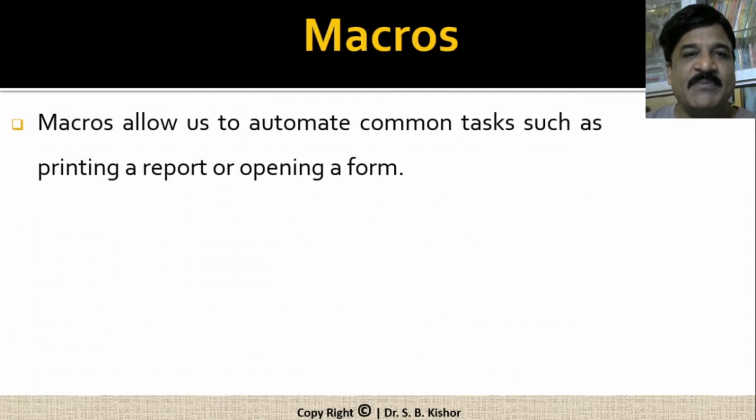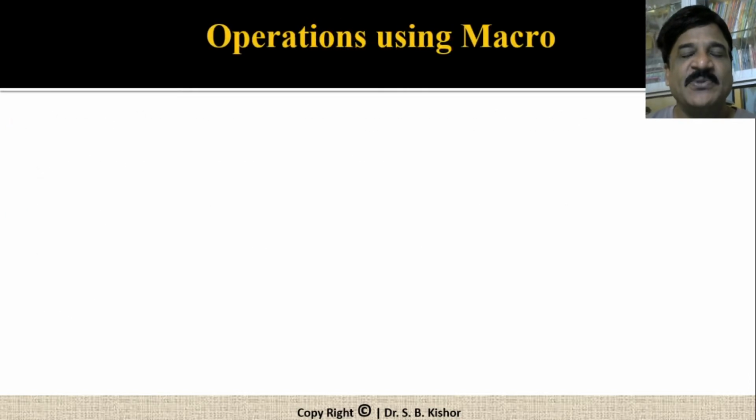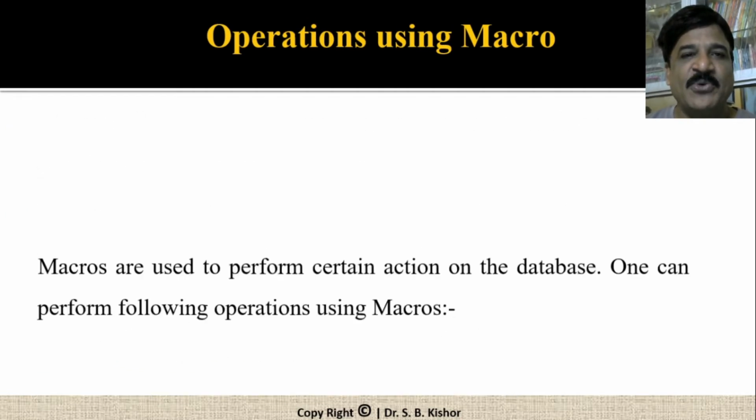What are macros? Macros allow us to automate common tasks such as printing a report or opening a form or opening a query, something like that. So if you find a certain repeating common task, then create a macro, especially if the task contains one or more steps. So what are the operations that are possible on macros?